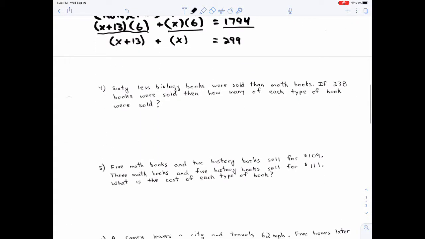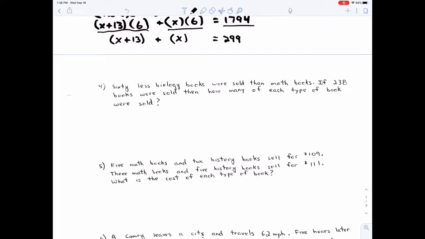Okay, 60 less biology books were sold than math books, and so on. So what do we want? How many of each type of book were sold? So we want the number of biology books and then the number of math books. The superior math books.